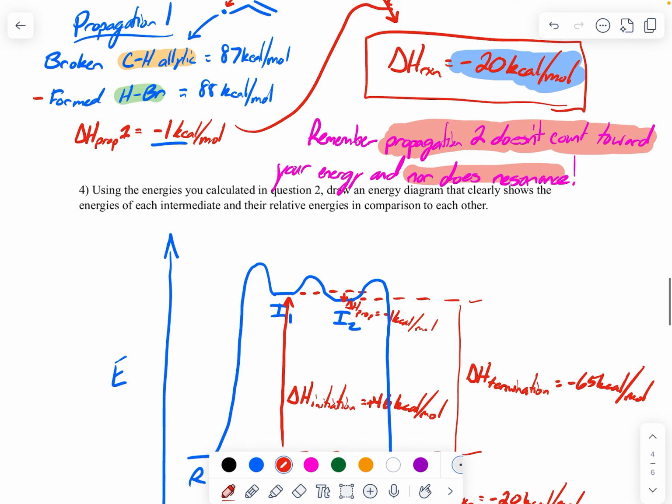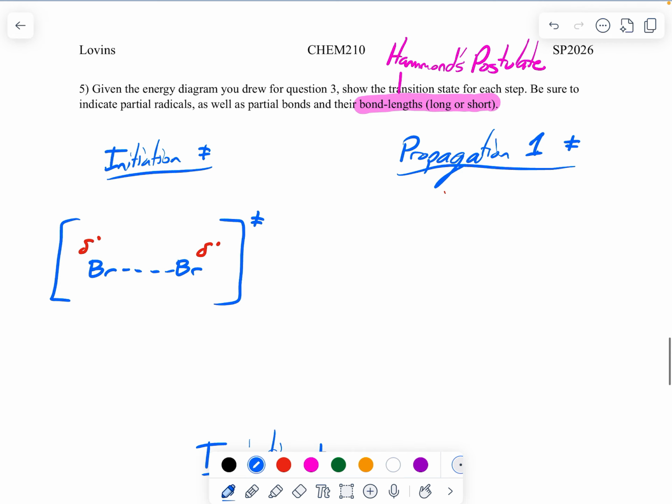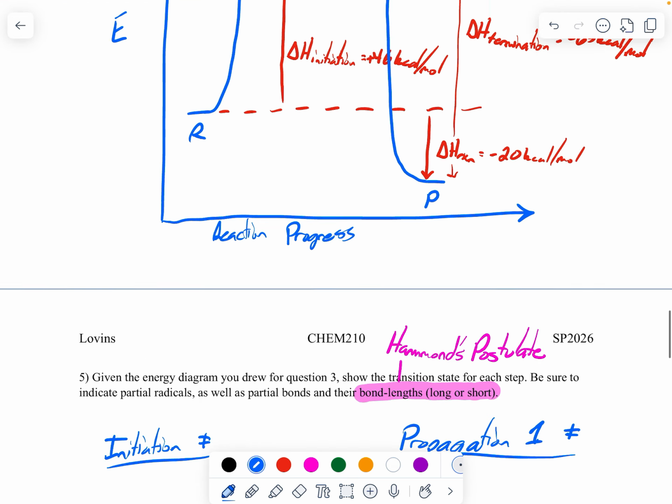So because of that, we draw them both with partial radicals. So this is most of the important parts of our transition state. Now what we need to do is give our bond lengths as long or short. So let's look at Hammond's postulate and how that relates to this step.